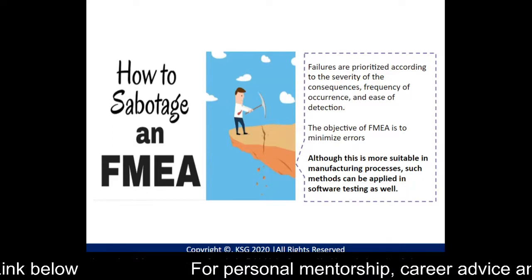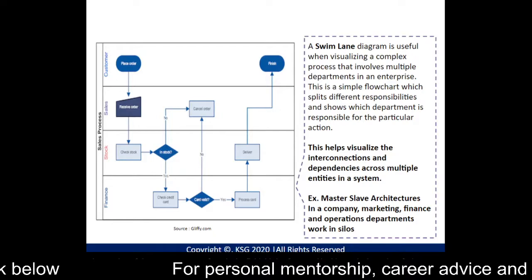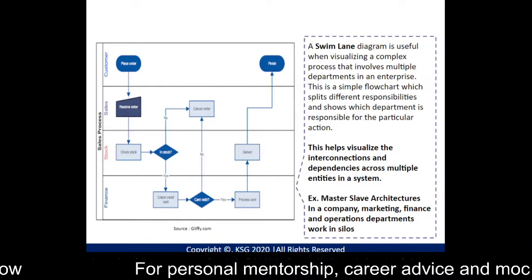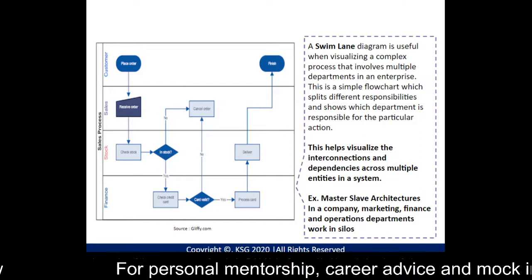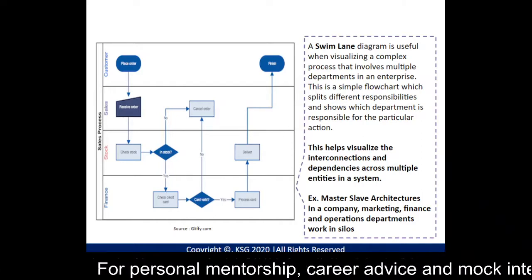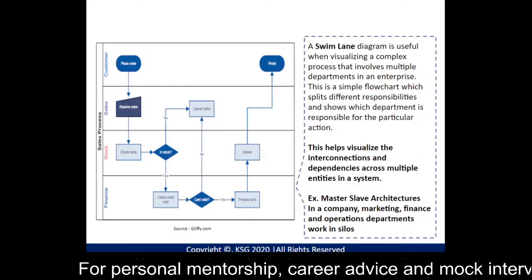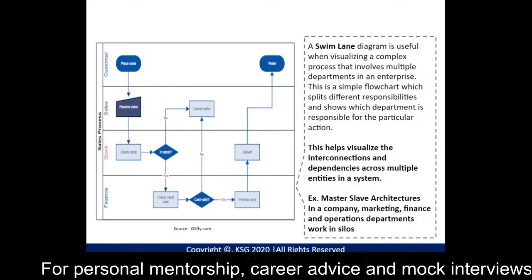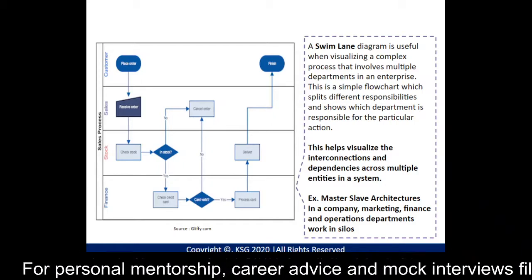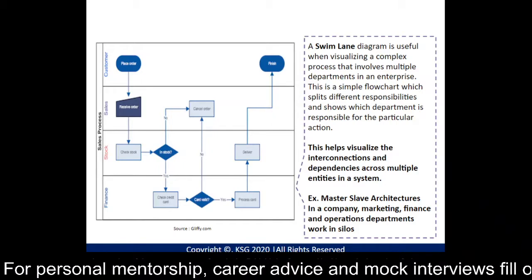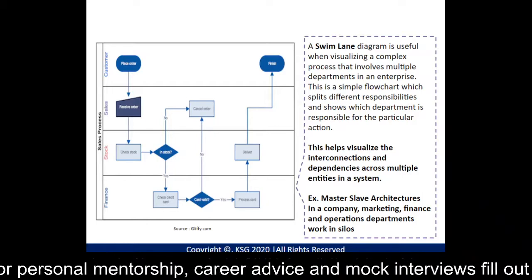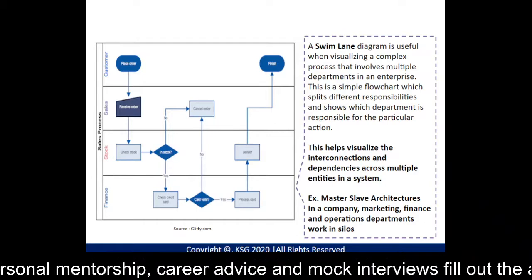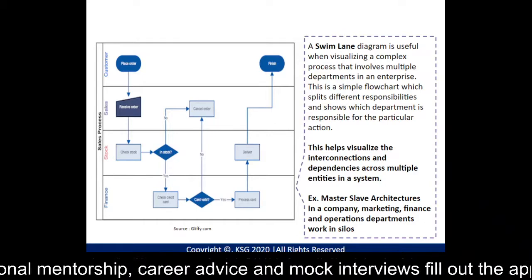The other important tool, known as a swim lane diagram, is extremely useful when you are trying to visualize a complex process. In case you are doing a project for an enterprise, you would know it would have multiple departments. A company has a finance department, an operations department, a marketing department, and each of these departments is headed by different officers: chief marketing officer, chief financial officer, chief technical officer.